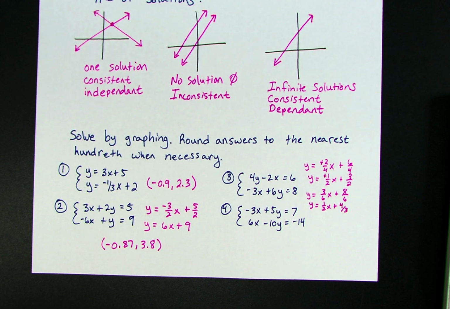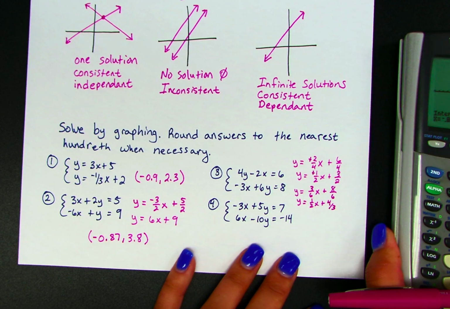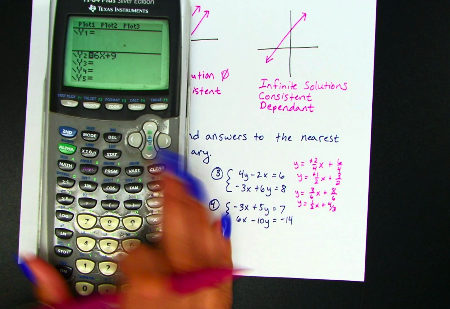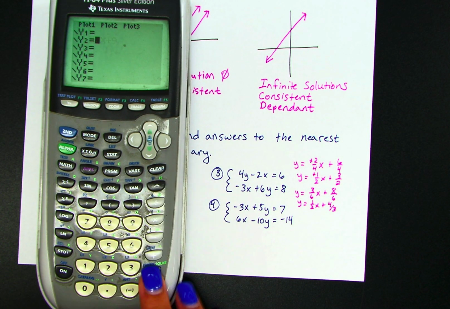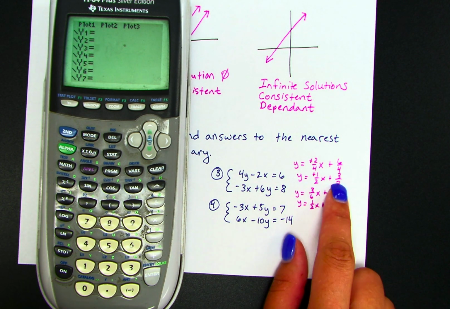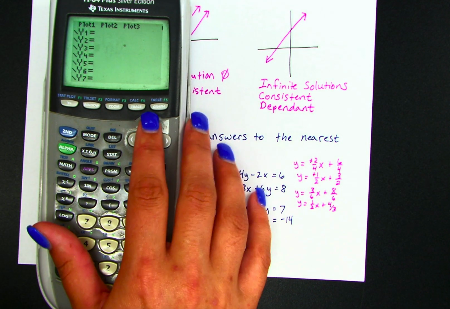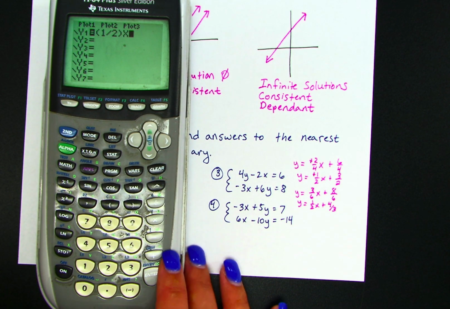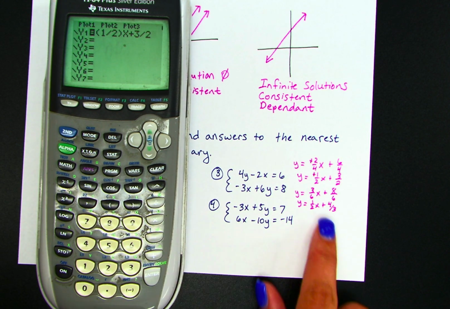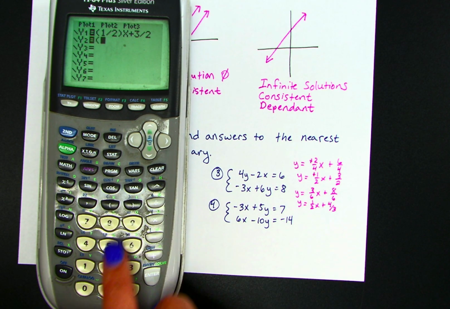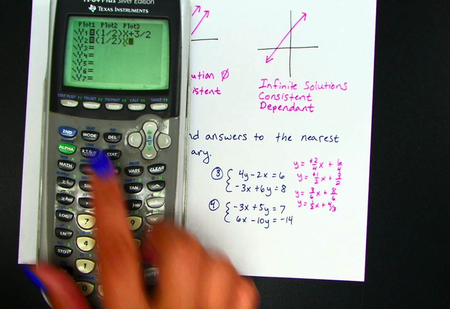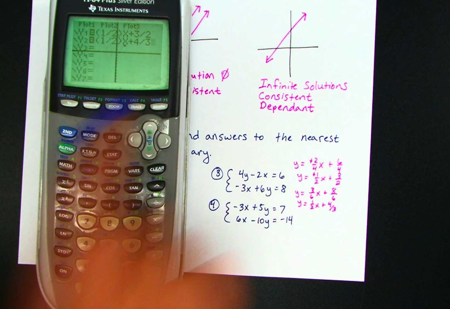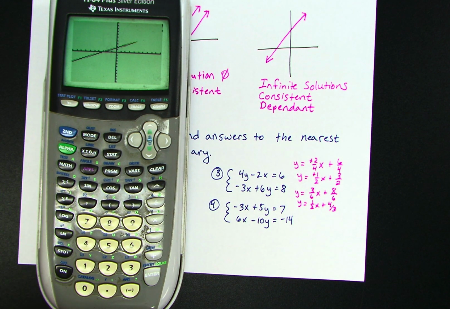Okay. All right, so again, to practice, I press my y equals and clear what's there. So if I type in this one, 1 divided by 2, x, plus 3 divided by 2. And then down to here on this one, 1 divided by 2, x, plus 4 divided by 3. And then I can just press graph because I know what my window is.